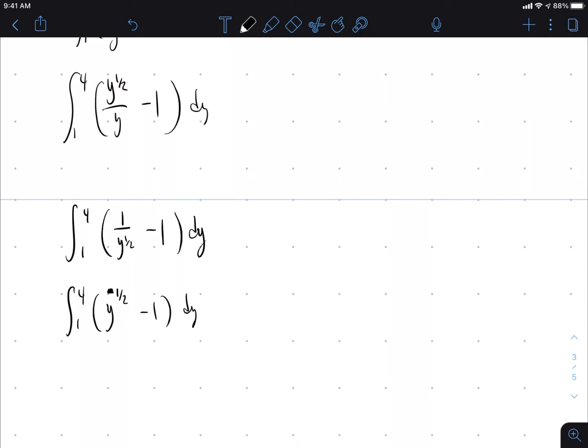The square root? I don't know. So there's a rule. It's called the power rule. Oh. It's cool. Don't worry.